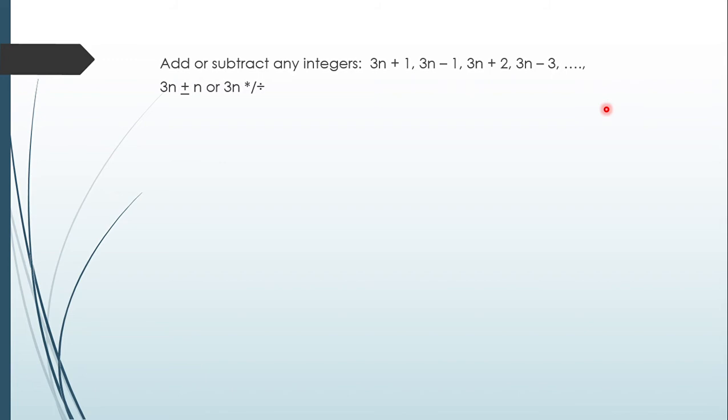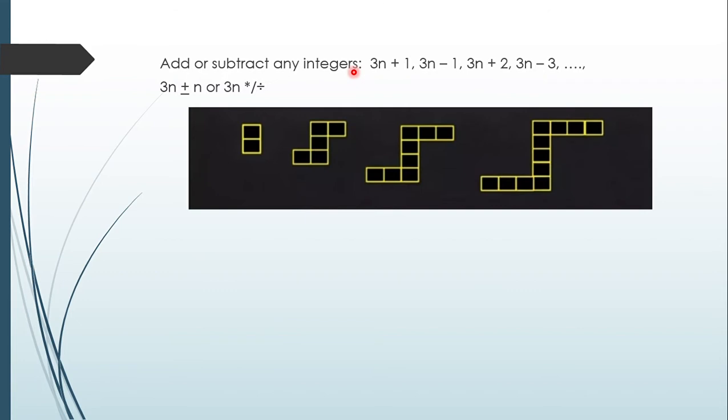Etong mga numbers, etong mga integers na nandito, kayo na bahala magdagdag. Ang gagamitin nyo na symbol or operation are plus, minus, times, and divide. Kayo na mag-add ng integers. Ang importante ay nakuha mo na si 3n. Now, sequence. First box is 2. Etc.